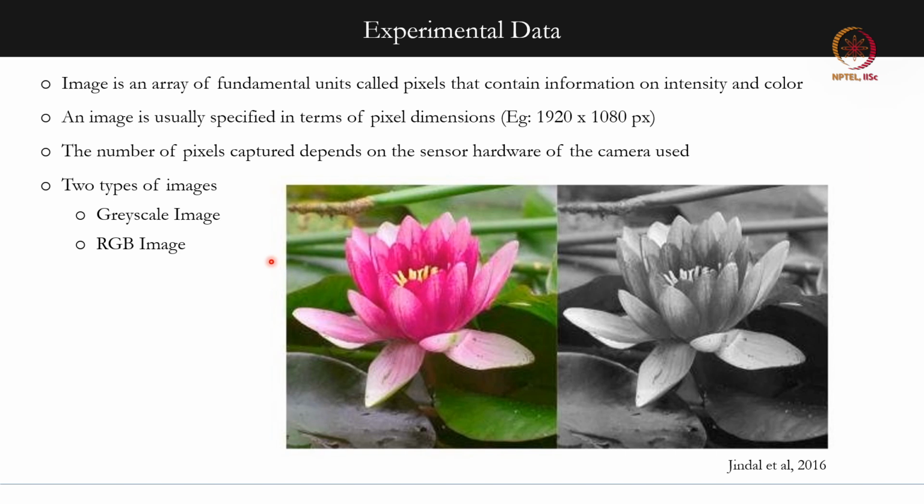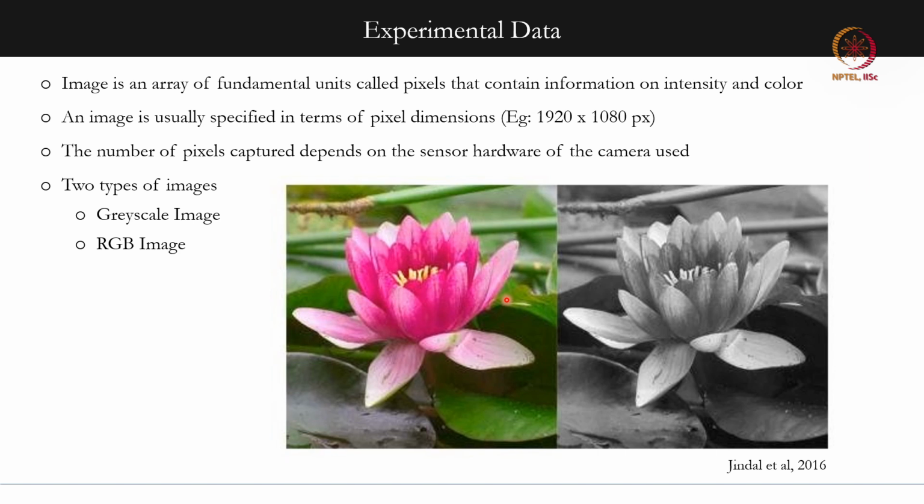As I had already mentioned before, an image is essentially an array of a large number of subunits which are called pixels. And the number of pixels in an image is usually specified in this format. Here, if I say that I have an image which is 1920 cross 1080 pixels, it basically means that I have 1920 pixels along the horizontal direction and 1080 pixels along the vertical direction. The number of pixels along each dimension essentially depends upon the camera sensor hardware.